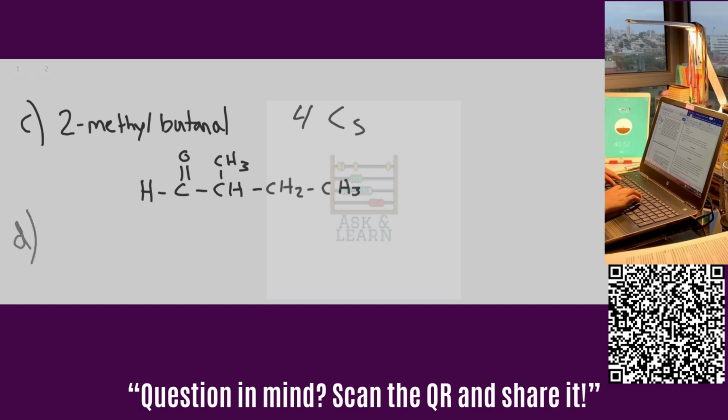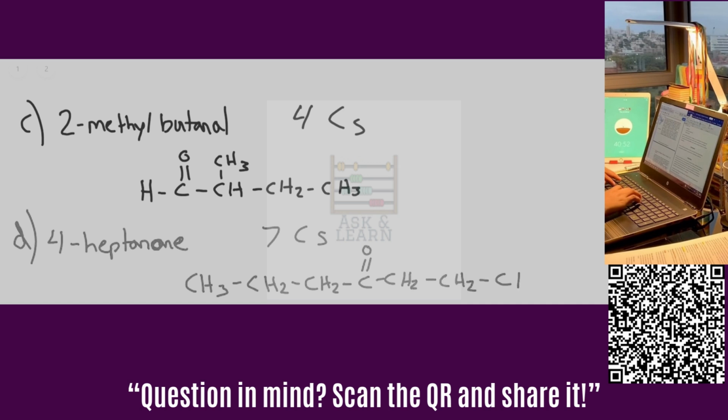And then lastly, they give us 4-heptanone. The hept part of this name tells us that it has 7 carbons. And then the ONE suffix tells us that it is a ketone, and that's the only functionality. So we draw in our hydrocarbon chain. At position 4, we put our ketone, and then we finish up the hydrocarbon chain with 7 carbons, and that's a structure for 4-heptanone.